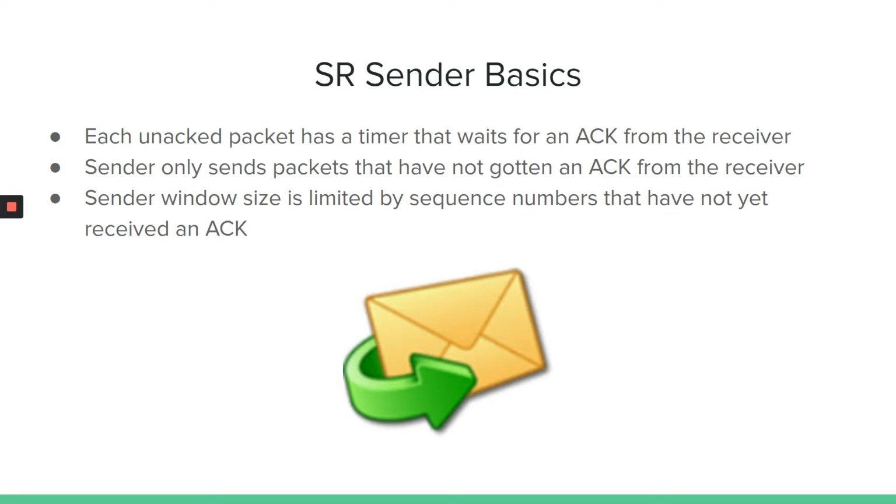Next, let's go over some sender basics. Each UNACKed packet has a timer that waits for an acknowledgement from the receiver. The sender only sends packets that have not gotten an acknowledgement, and the sender window size is limited by sequence numbers that have not yet received an acknowledgement. So basically, the sender is dependent on the receiver.